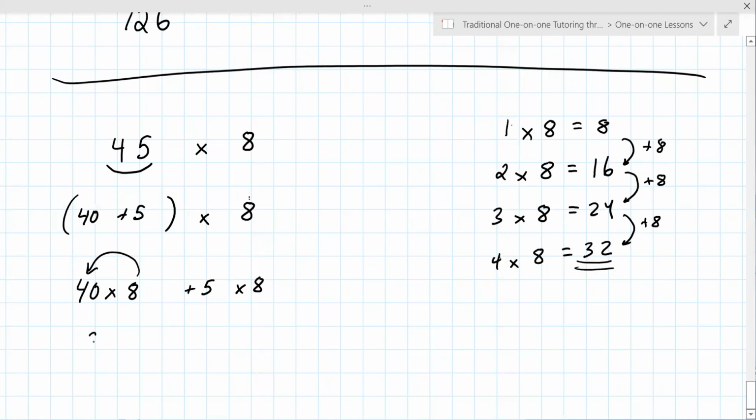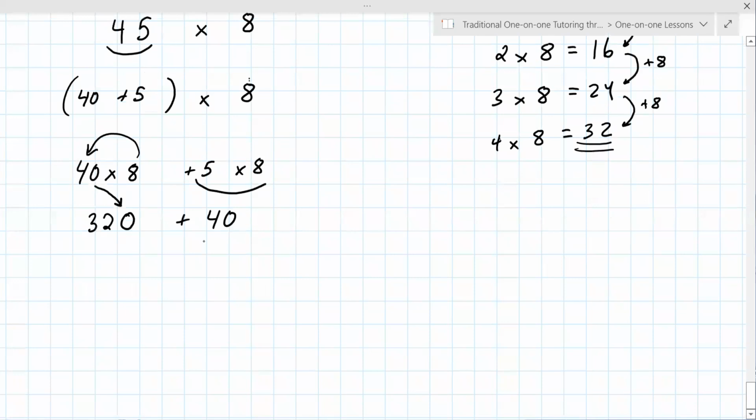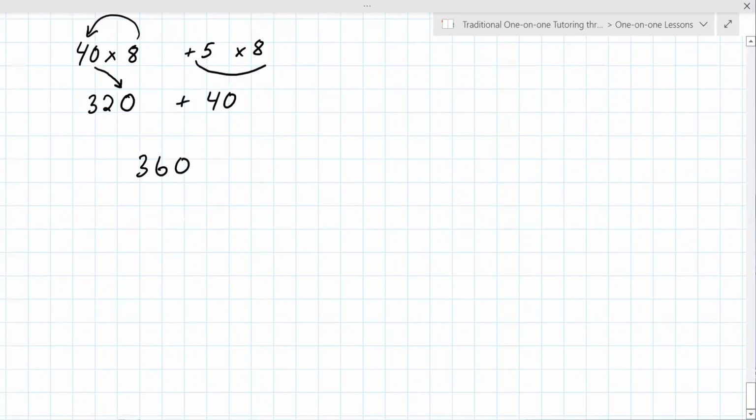So what is 8 times 4? 32. Okay, and then what do you do with the 0? Put it in. You bring it down to the right, good. Now what is 5 times 8? 40. Good. Okay, now I want you to add these together for me, please. 360. 360, good.